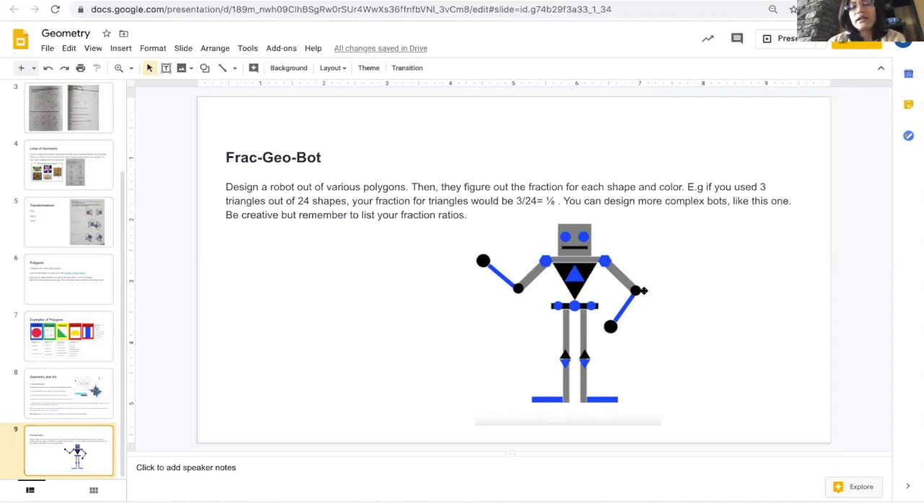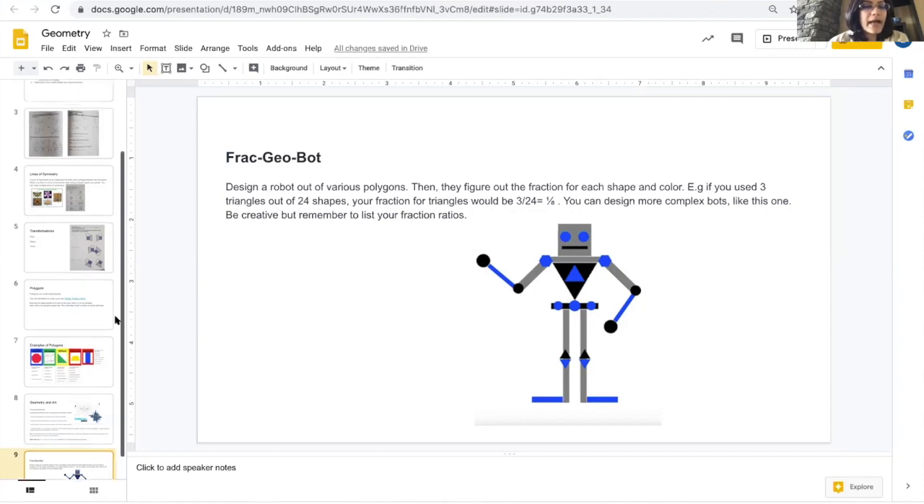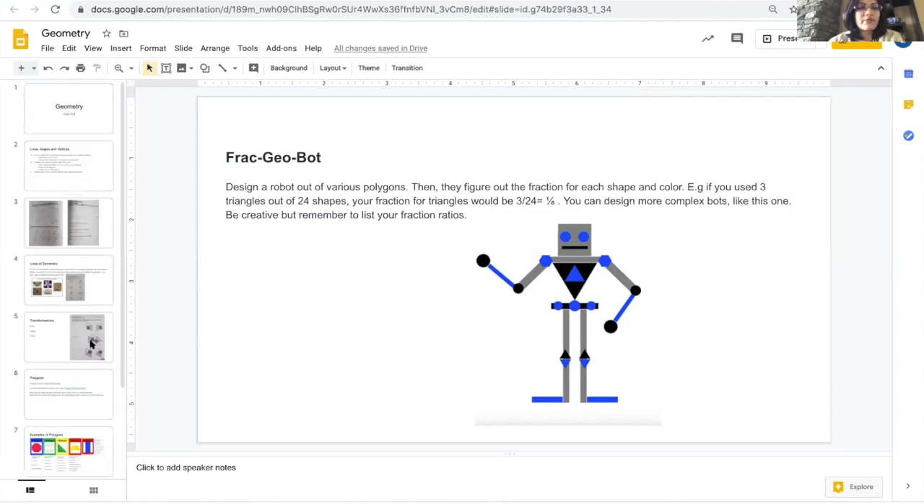So you can feel free to design more complex bots, or like this one has quite a few shapes in it that are interconnected. You can be creative, but remember to list your fraction ratios. So that is our project for this week. And I look forward to seeing some of your wonderful mathematical art creations.